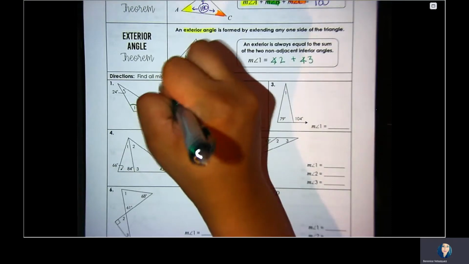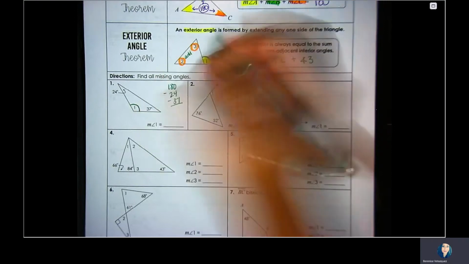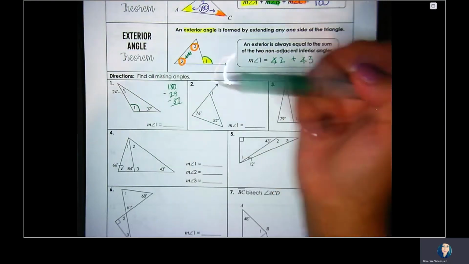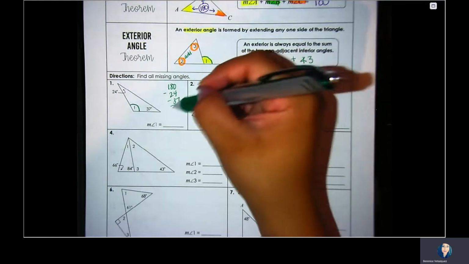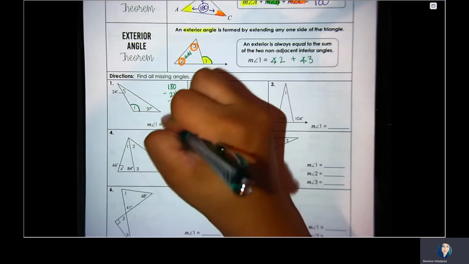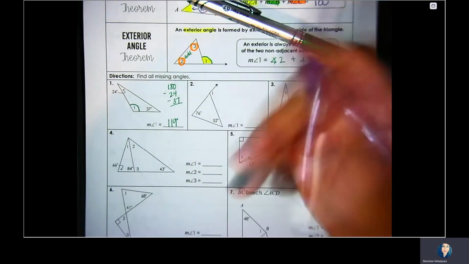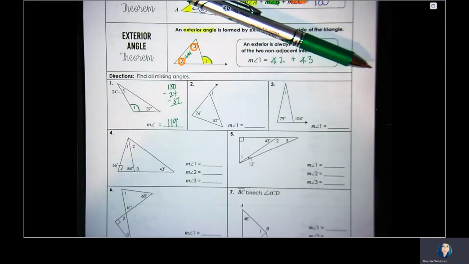180 minus 24 minus 37. Yes, you can add these numbers first and then subtract, but it'll still work out either way. 180 minus 24 minus 37, the answer is 119 degrees. Okay, it's pretty simple to do. Next one is on the outside.